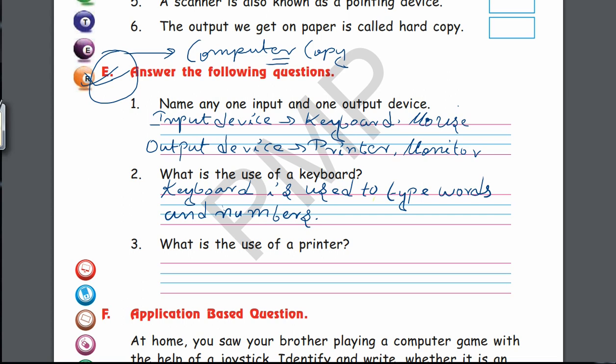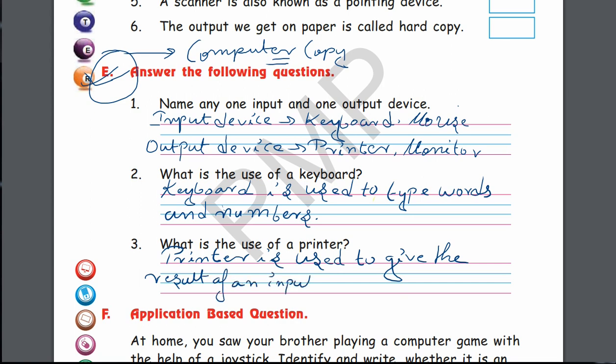Now what is the use of printer? Printer is used to give result of an input on paper. So whatever we are inputting, we are getting the result on a paper. What is that called, children? Hard copy. Okay.